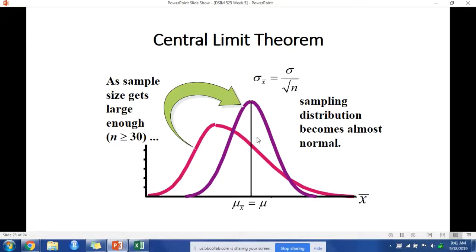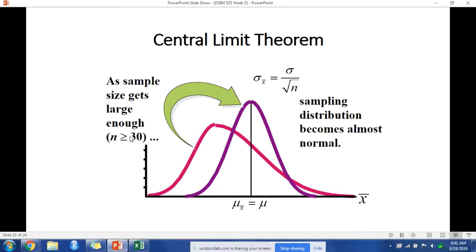Hopefully this picture explains a little bit. As our sample size increases, our non-normal distribution, whatever it is, will approach a normal distribution through continuous sampling. Generally, we need n greater than or equal to 30, so a sample size of 30.